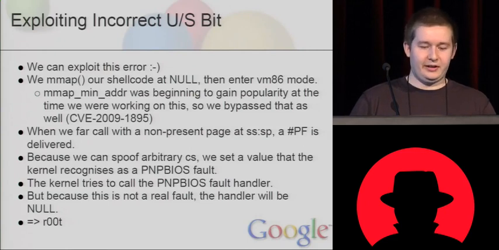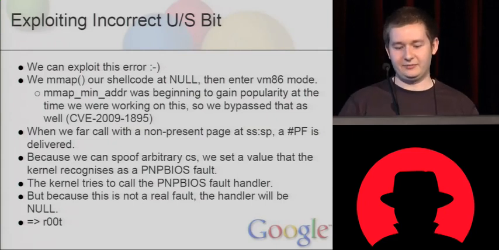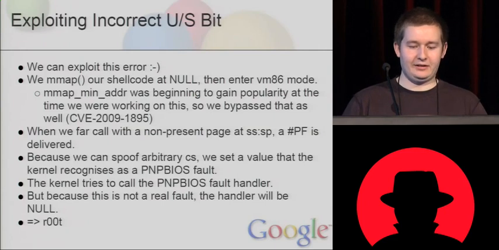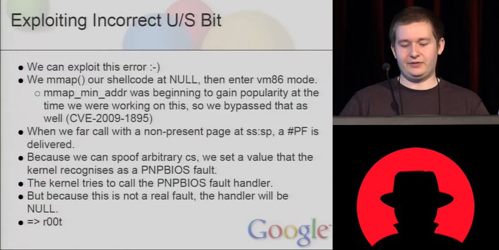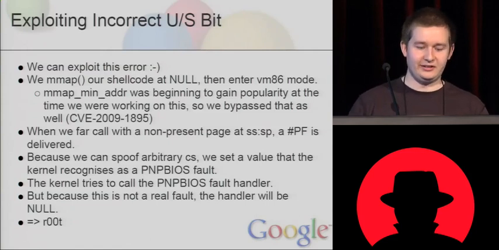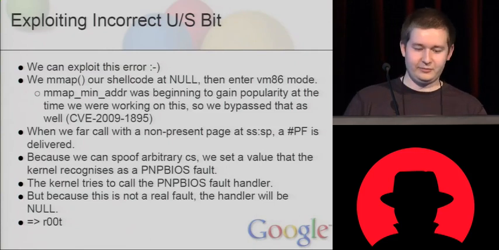All we had to do was set up a file call to a non-present page at SS when a non-present page was at the SSSP address. A PF is delivered, which is as expected, but because we can set these magic values in CS, which is recognized as a PNP BIOS fault, then because the kernel wasn't expecting this fault and there was no handler set up, the fault handler isn't installed. It's a BSS object, so it's set to null, and the kernel just jumps to null, and then you've rooted the machine.